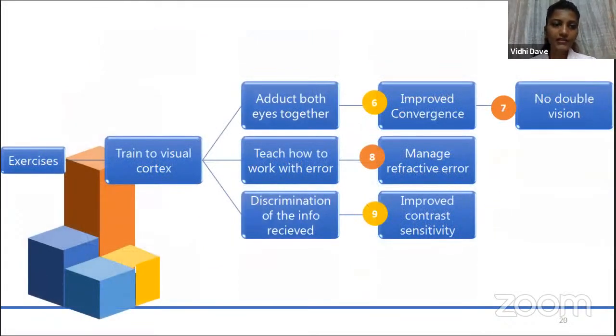Apart from that, we also see that when we give a lot of repetition and when the neuroplasticity sets in, we are actually training the visual cortex for various reasons. One, to adapt the eyes together, and with that, the convergence is taken care of. Also, we need to remember whenever the convergence is taken care of, we never would see double vision occur. Next, the refractive error cannot be completely treated, but we can teach the child to work with whatever deficit he has and make maximum efficacy out of whatever he has. We also can teach the child how to discriminate the information that he receives from the sight, so that will take care of the contrast sensitivity.